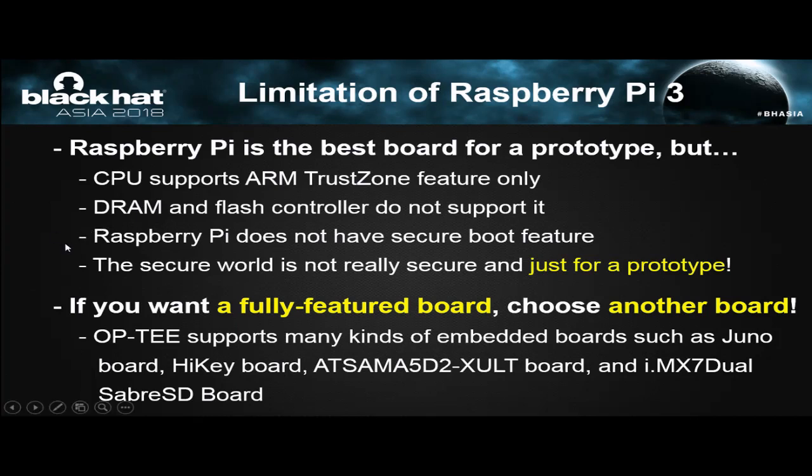Raspberry Pi is the best board for a prototype, but unfortunately, its CPU supports the ARM TrustZone feature only. DRAM and flash controller do not support it, and Raspberry Pi does not have secure boot feature. Because of these reasons, the secure world is not really secure, and the Raspberry Pi is just for a prototype. If you want a fully featured board, we recommend that you choose another board. OP-TEE supports many kinds of embedded board, such as Juno board, HiKey board, and so on.